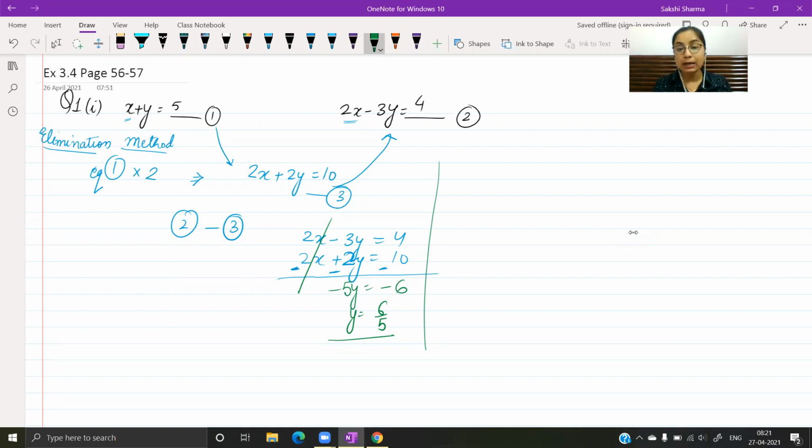Let me know if this part is clear, how I eliminated the term containing x and I obtained the value of y. Yes, ma'am. Anyone who has questions?